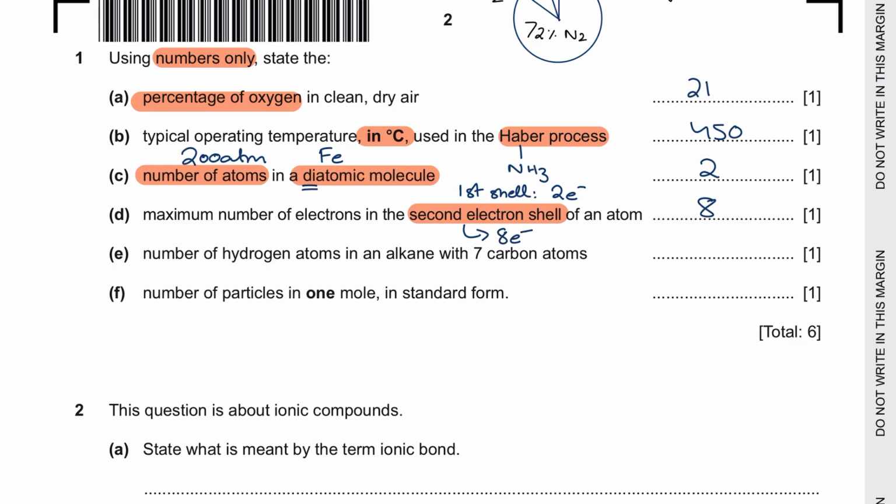Number of hydrogen atoms in an alkane with seven carbon atoms. So what's the general formula for alkanes? The general formula is CnH2n+2, where n is the number of carbon atoms. There are 7 carbon atoms. So C7H, 2 times 7 would be 14, plus 2 would be 16. So the number of hydrogen atoms would be 16.